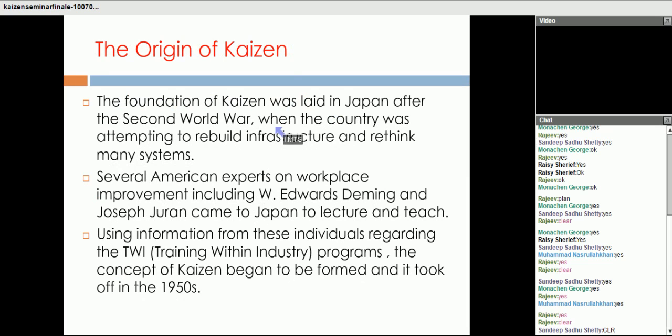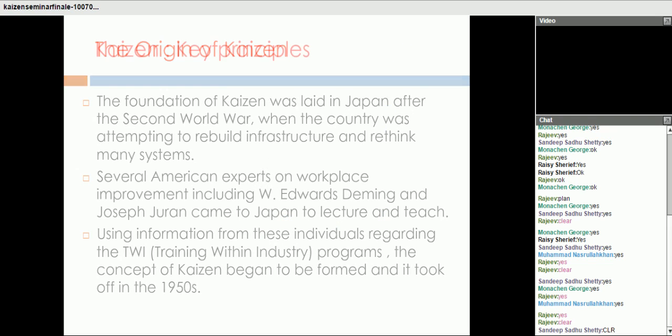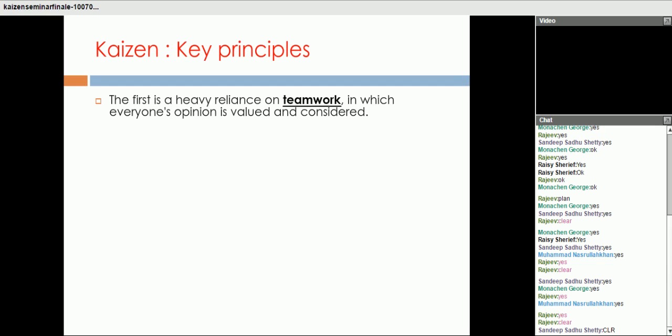Then let us see the origin, from where the Kaizen word has originated. The foundation of Kaizen was laid in Japan after the Second World War, when the country was attempting to rebuild infrastructure and rethink many systems. Several American experts on workplace improvement, including W. Edwards Deming and Joseph Juran, came to Japan to lecture and teach. Using information from these individuals regarding the TWI (Training Within Industry) programs, the concept of Kaizen began to be formed, and it took off in the 1950s.